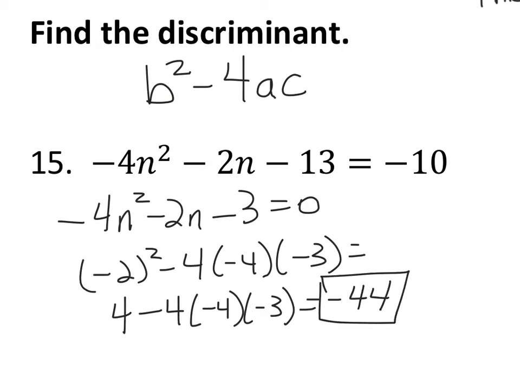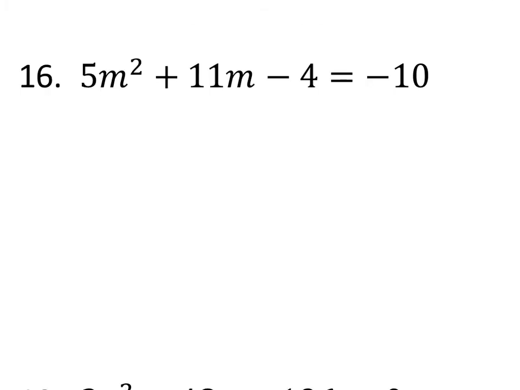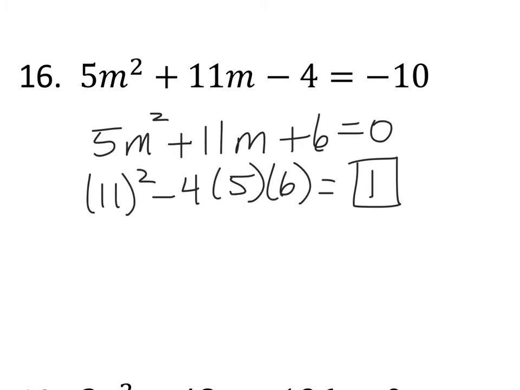And that is it. All right, so we're doing the same thing with problem 16. Set it equal to 0 first, and then find the discriminant. All right, so I set my equation equal to 0. I use my formula b squared minus 4ac. I get 11 squared minus 4 times 5 times 6. And when I combine this in my calculator, I get the number 1.